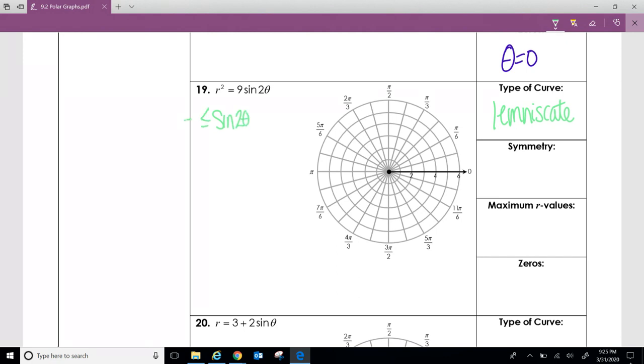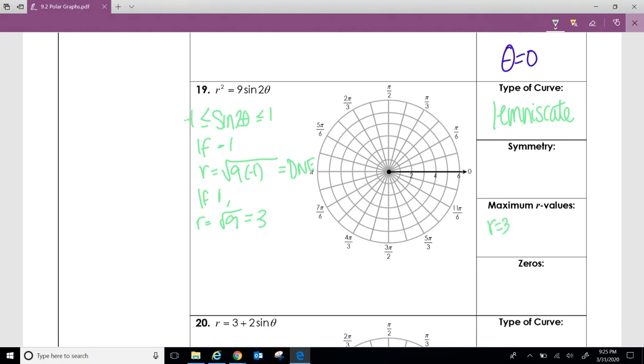Between -1 and +1. So if sine 2 theta is -1, because this is r squared, r would become the square root of 9 times -1. Is that going to be possible, the square root of -9? No, so this does not exist. And if sine 2 theta is 1, then r is equal to the square root of 9 times 1, which is the square root of 9, which is 3. So our maximum r value is 3.